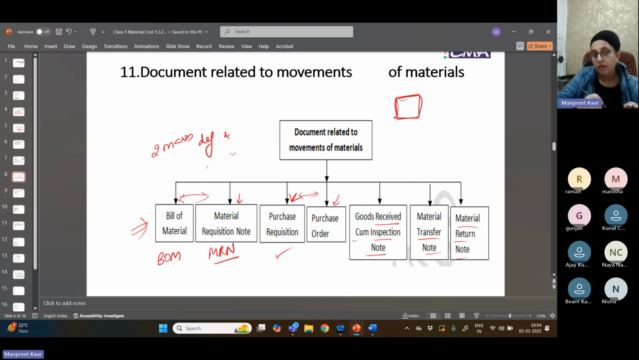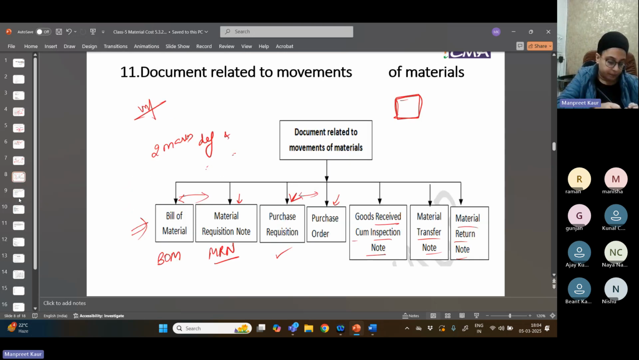as comparison. What is the difference between BOM and MRN? What is the difference between purchase order and material return note? Anything can come. So please take care. It is also quite important, which is the documents related to movement of material.